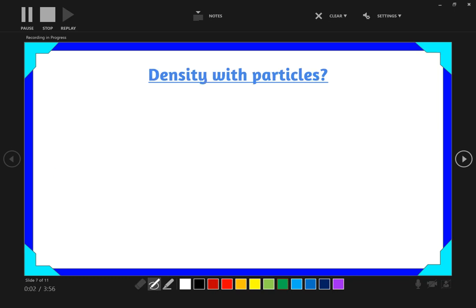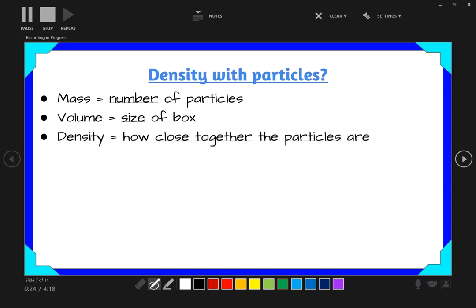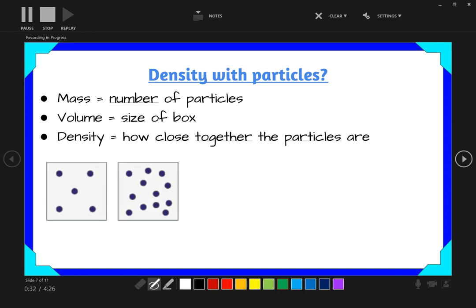What about if we look at density with particles? Mass, which you can remember that density is dependent upon, will be represented by the number of particles. Density is also dependent on volume, and volume will be represented by the size of the box. So without numbers and just looking at a diagram, density will be how close together the particles are. So for example, you don't need to write these down. Just take a look at them.